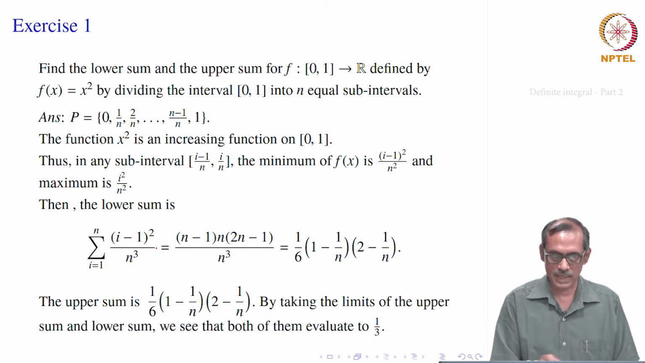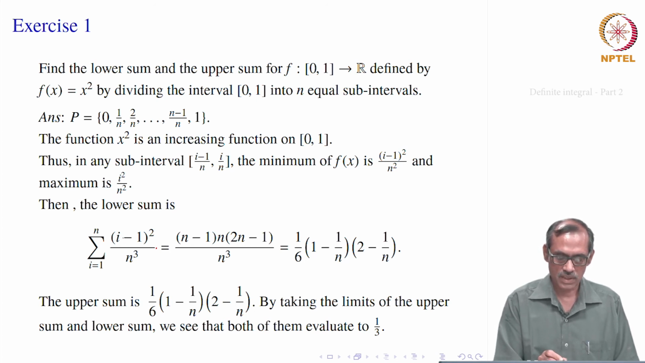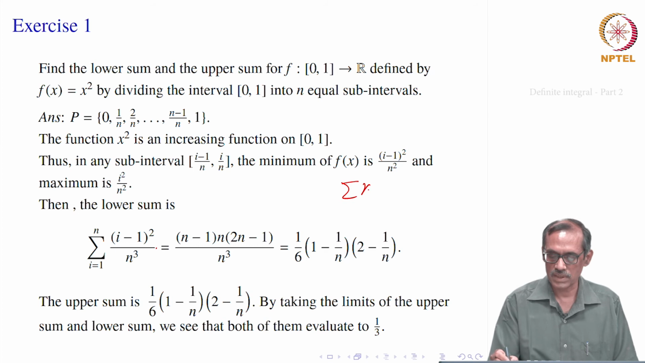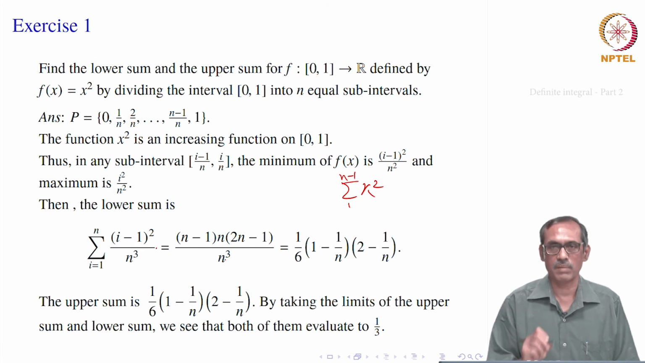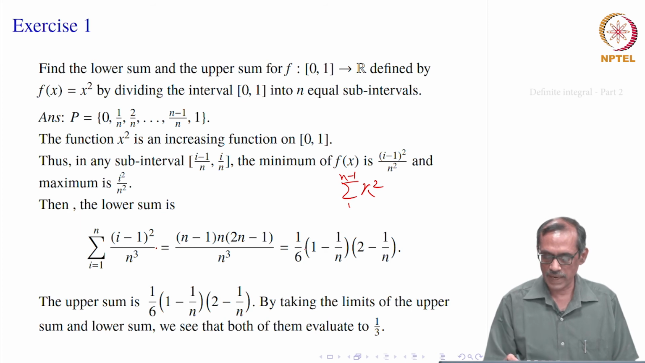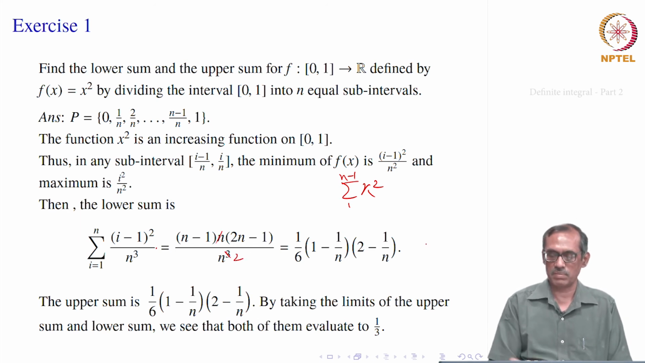So, 1 by n cubed comes out, and we have the summation of (i minus 1) square, i from 1 to n, that is the summation of k square, k from 0 to n minus 1. So, we apply that formula: the summation of k square from 1 to n minus 1 gives (n minus 1) into (n minus 1 plus 1) into (2 times (n minus 1) plus 1). So, that gives 2n minus 1, that is (n minus 1) into n into (2n minus 1) by n cubed. Now, you simplify, it gives 1 by 6, (1 minus 1 by n), (2 minus 1 by n), where one n cancels and then one n goes inside.